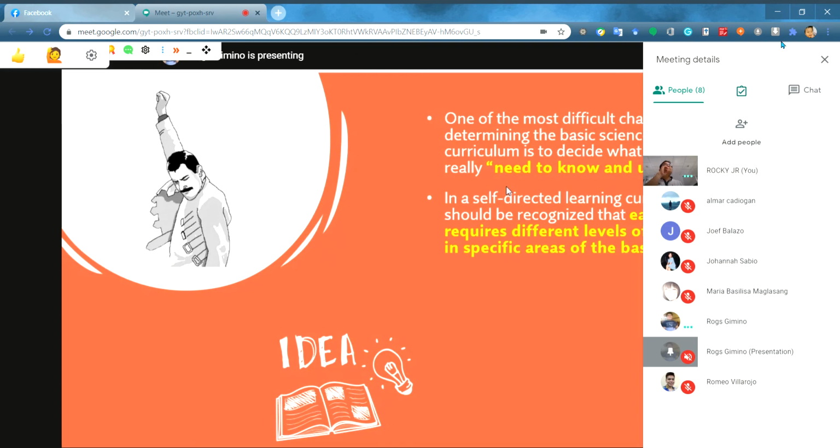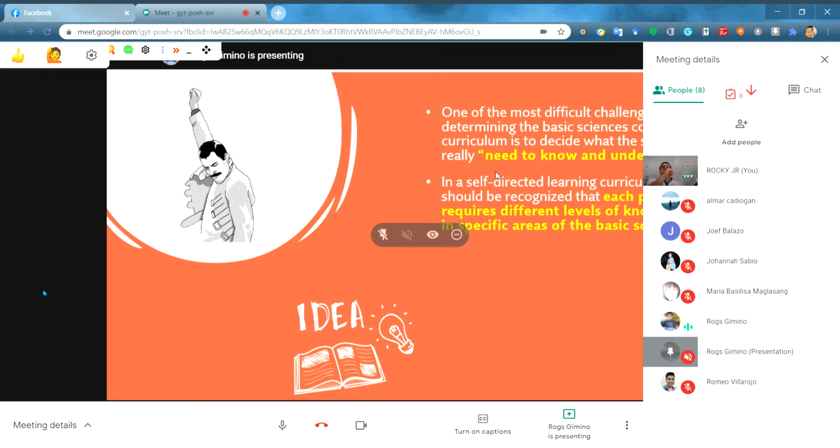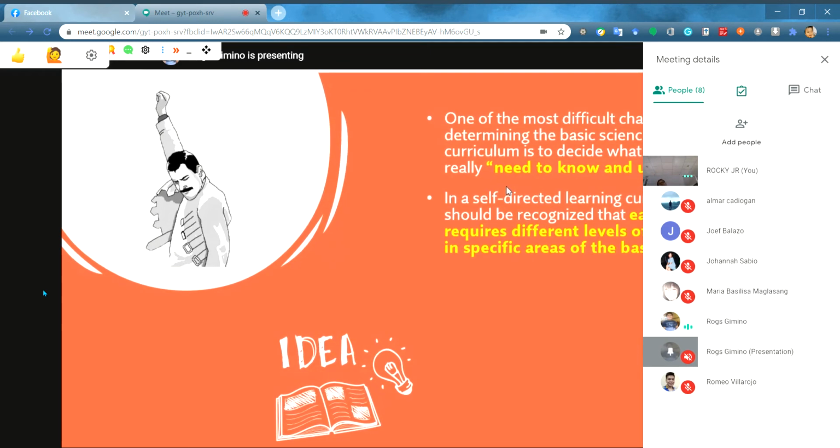Then diagnosis, PT diagnosis, anatomy and physiology. But we don't focus on those microbiology, biochemistry topics, right? We don't mostly deal with those topics. So I highlighted here that each profession requires different levels of knowledge in specific areas.